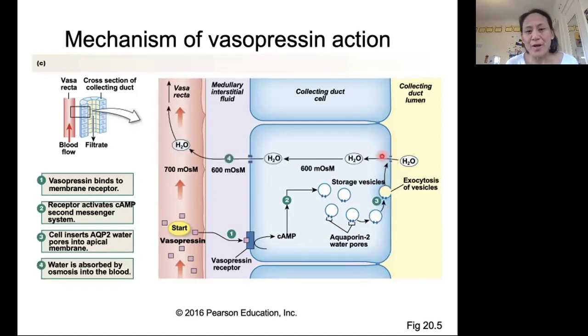Once we have water pores in the apical membrane, then water is free to cross the apical membrane, and then it crosses the basolateral membrane through those channels that were already there, and then we have reabsorbed our water. Okay, so that's how we reabsorb water in response to vasopressin.